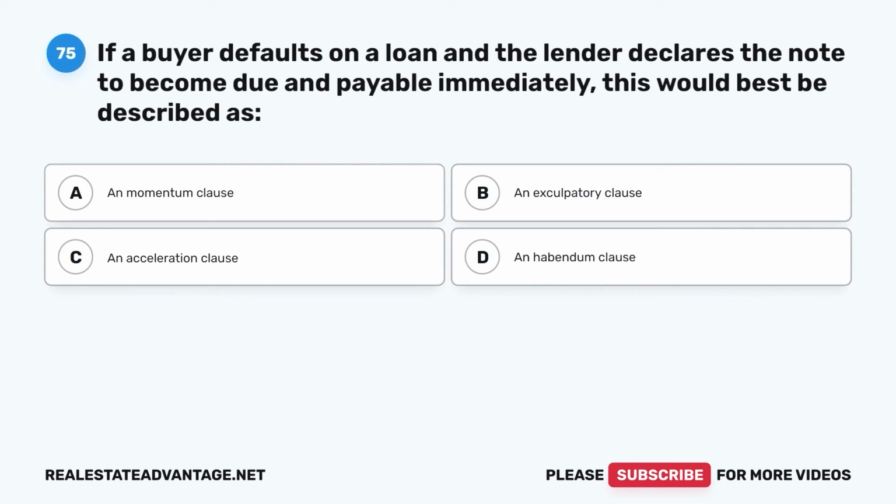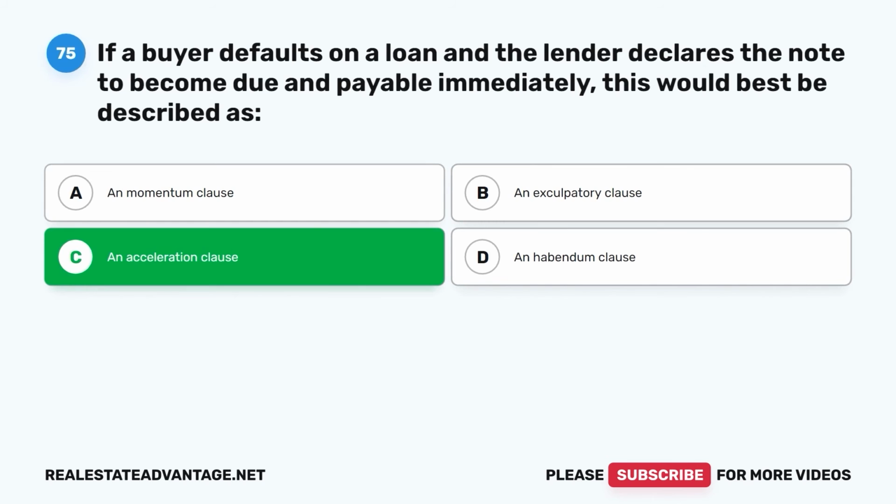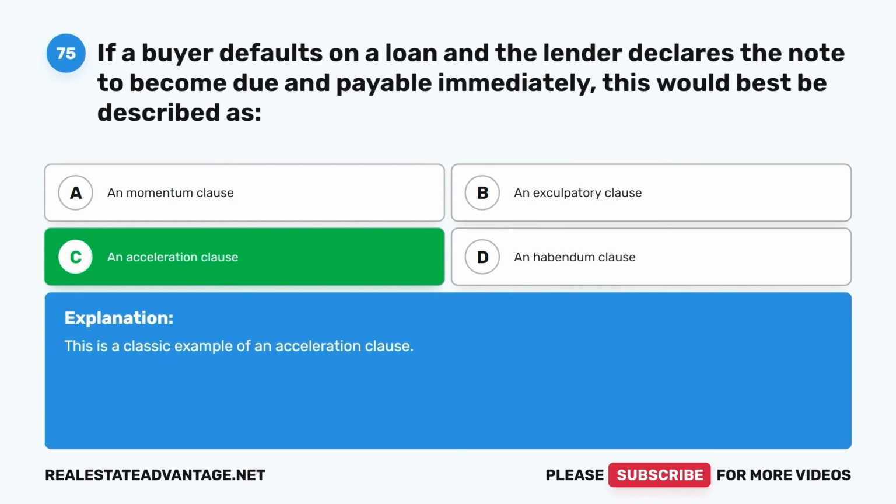Question 75. If a buyer defaults on a loan and the lender declares the note to become due and payable immediately, this would best be described as A. A momentum clause. B. An exculpatory clause. C. An acceleration clause. D. A habendum clause. The correct answer is C. An acceleration clause. This is a classic example of an acceleration clause.